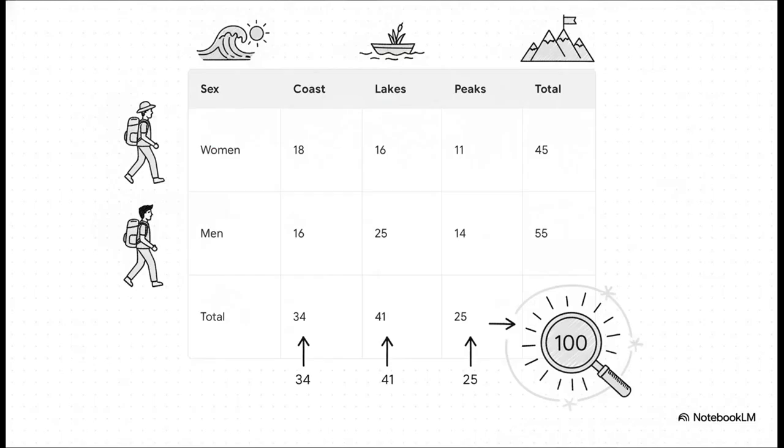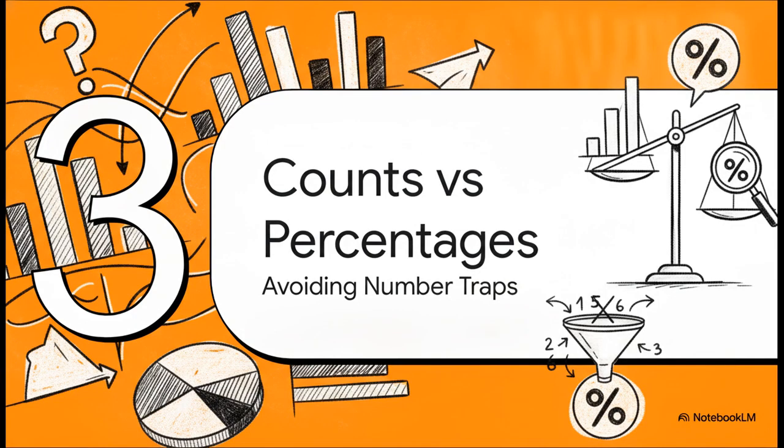Simple as that. And here is our fully worked example. We can clearly see all 100 hikers are accounted for. We've got 34 total people for the coastline, 41 for lakes and streams, and 25 for mountain peaks. Our rows add up, our columns add up, and everything balances perfectly right there at our grand total of 100 in the bottom right corner. Seriously, excellent detective work.